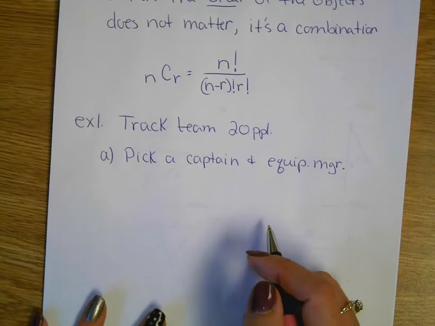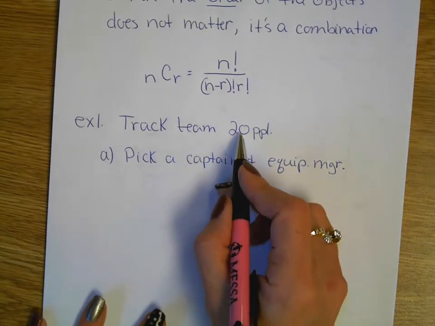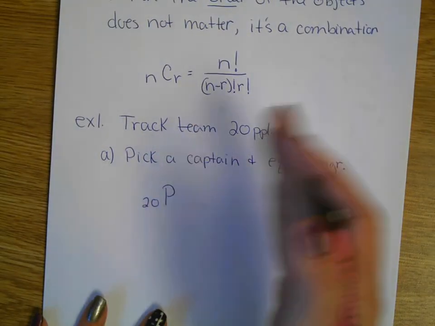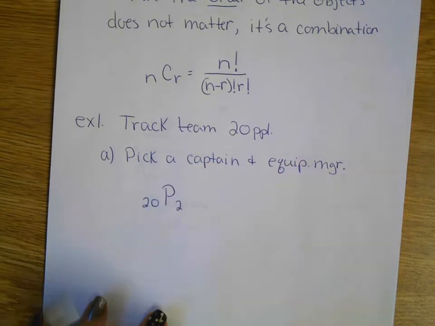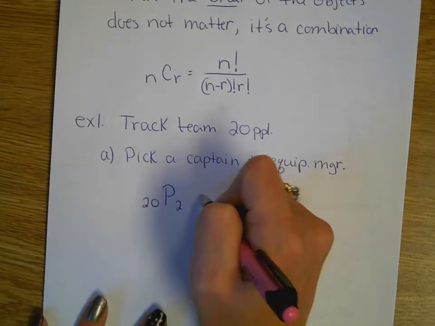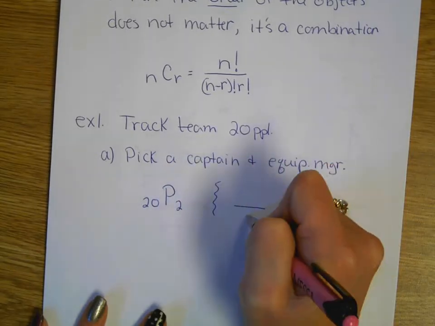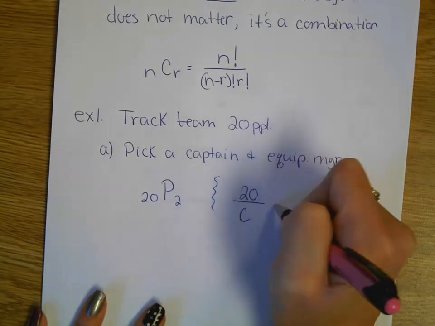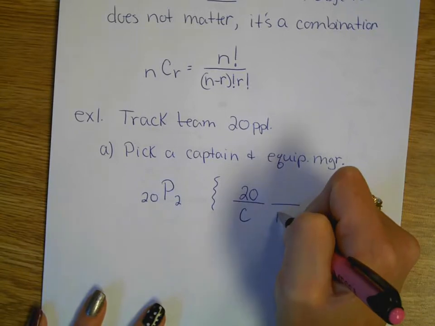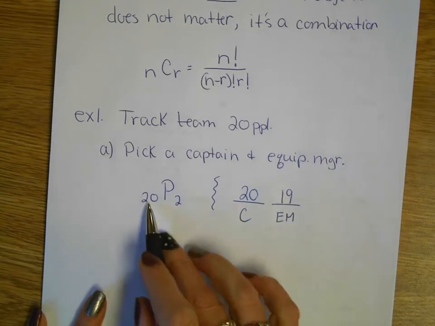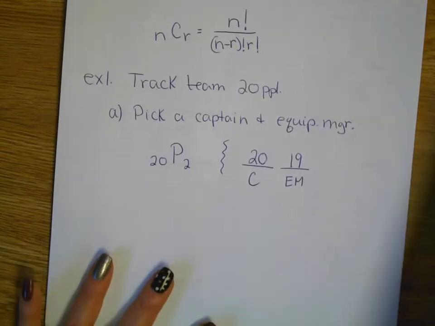So remember from yesterday, if it's a permutation, we can use our nPr button where we've got 20 people, placing them 2 at a time. So how many ways are there to place 2 people at captain and equipment manager? That's 20P2. But remember, the permutations can also be done with the counting principle, where I've got how many choices for my captain. Well, I got 20 people to pick from. Then how many people do I have for my equipment manager? Well, there's 19 left to pick from. So whether I do 20P2 or 20 times 19, I'm going to get the same answer.